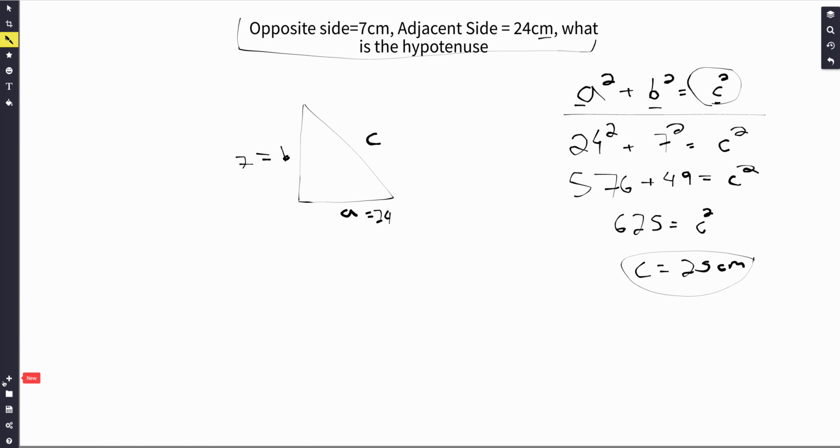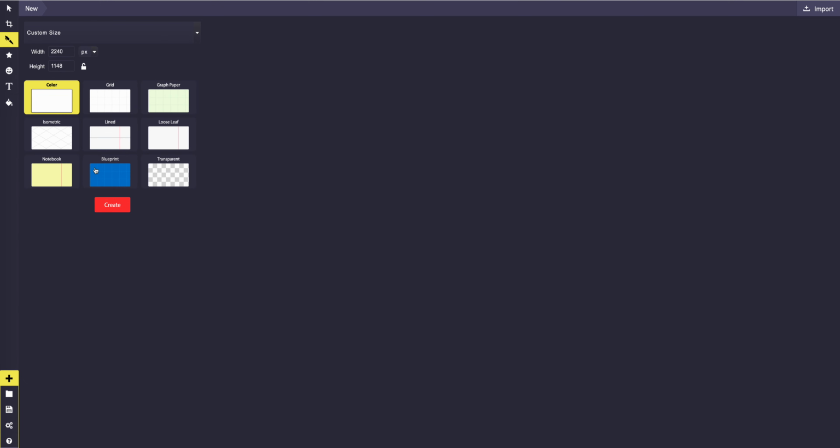Okay, moving on to our final example, which I would consider more challenging compared to the ones we have done, or around the same difficulty, depending on how comfortable you are with this topic. Okay, so the question is, one side equals 60 degrees. Side adjacent to 60 degrees is 6 centimeters. What is the hypotenuse?